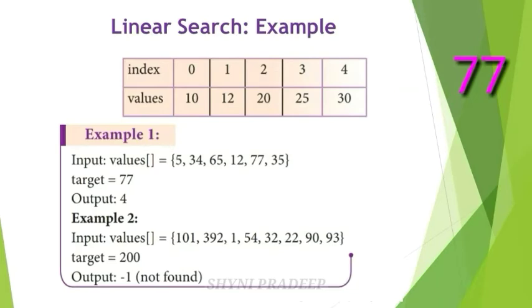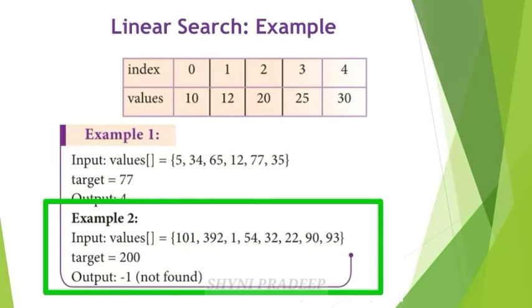So now what you will do? You have to return the index position of the 77 in the output screen. Array index positions always start from 0. The first element is 0, this is 1, this is 2, this is 3, this is 4, this is 5. What is the index position of 77? 4. So the output is 4. This is one example.